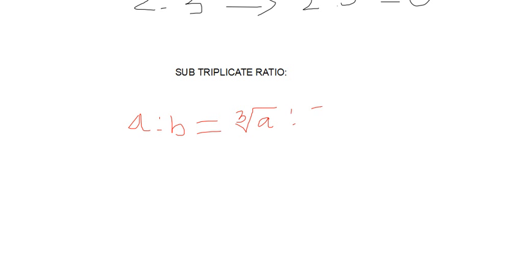And then see the answer for this. For example, I will write 8 and 27. What is the subtriplicate ratio of 8 is to 27? Cube root of 8 is to cube root of 27. Got it? Yes. Now, how to solve this problem? If you know, try to solve the problem.